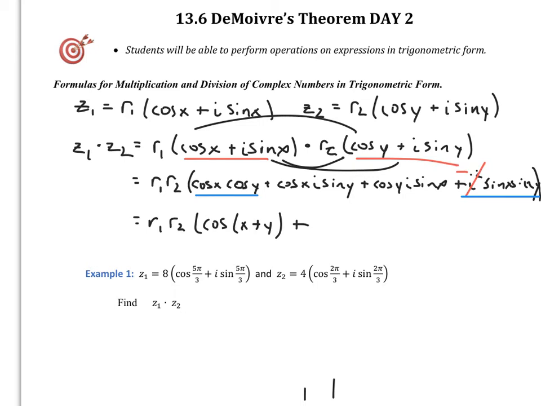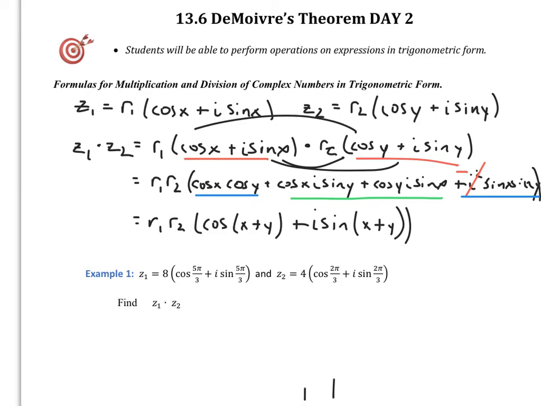Plus, well, what about these middle ones? What are these middle ones the same thing as? Look on that little half sheet. Where do you see it? It's the sine. So it's sine of x plus y. Where did the i go? Oh, I forgot about the i, so thank you. So let's just put the i right there.